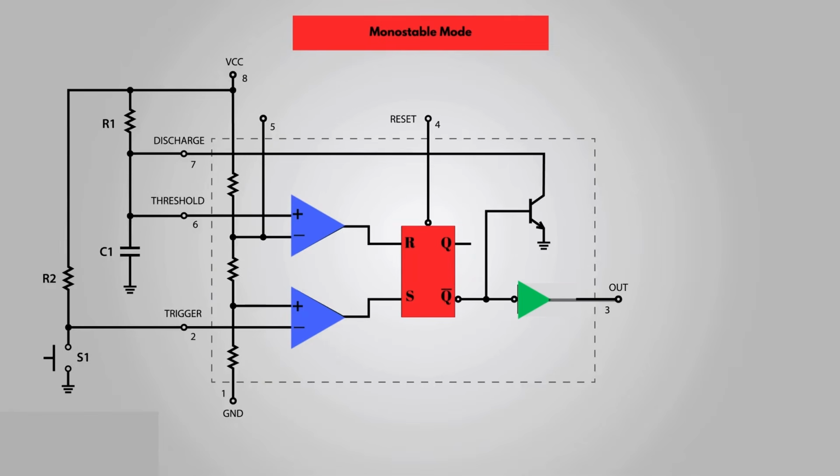Here is an example circuit. The trigger input is held high by connecting it to VCC through a resistor. That means the trigger comparator will output 0 to the S input of the flip-flop.